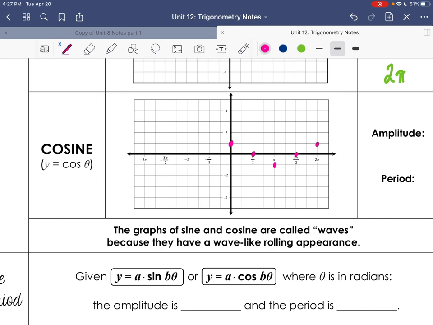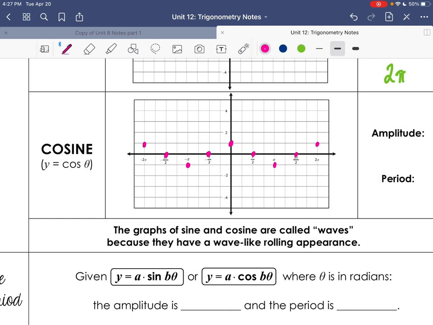And then it's going to look the exact same. It is reflected about the y-axis on the other side. So think about going backwards around the unit circle. So down to 270. Let me take these off. Down to 270, 180, 90, and back to 0.